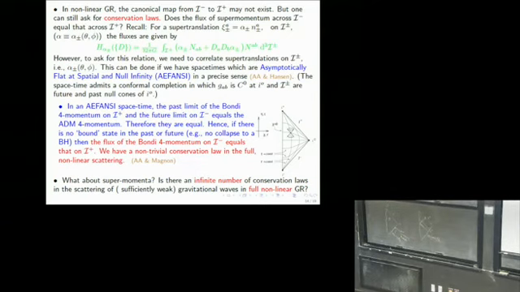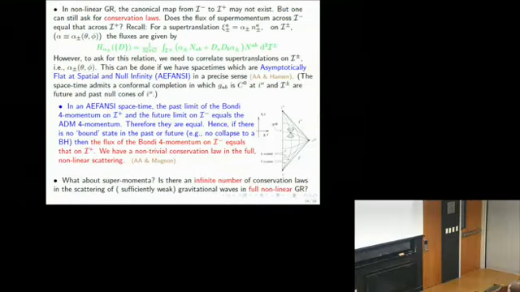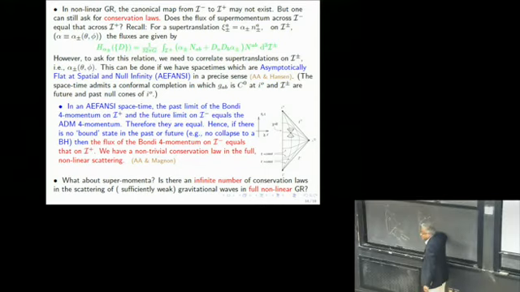But one can still ask for conservation laws. Does the flux of supermomentum across Scri- equal that across Scri+? Then I don't need to know which point here corresponds to which point. I just calculate the flux here and the flux here. But to do this, we still need to know what I mean by the same supertranslation here on Scri+ as on Scri-, because supermomentum is the generator of supertranslation here and a supertranslation here. So to compare, I need to know what I mean by the same supertranslation.